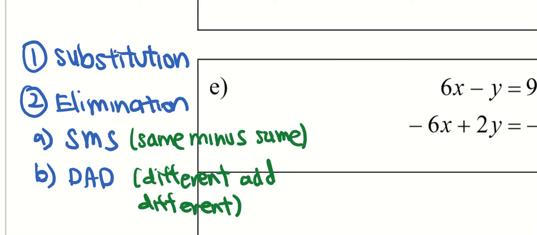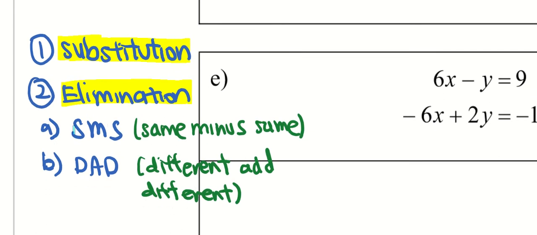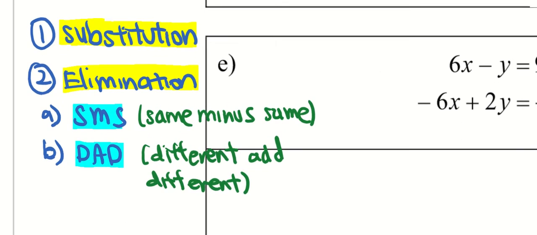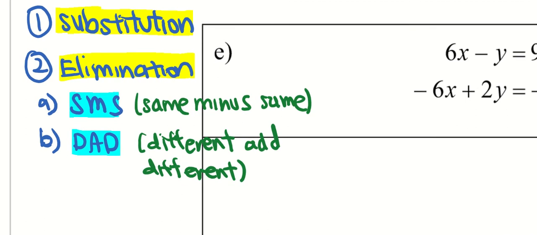Hi class. So far I have taught you a few methods to do simultaneous linear equations. One is substitution and one is elimination. So I have two methods. I can split down the elimination method into two other specific methods, SMS and DAD. SMS stands for same minus same. DAD is different add different.